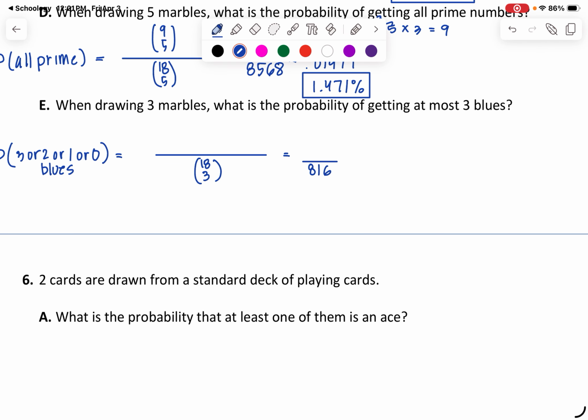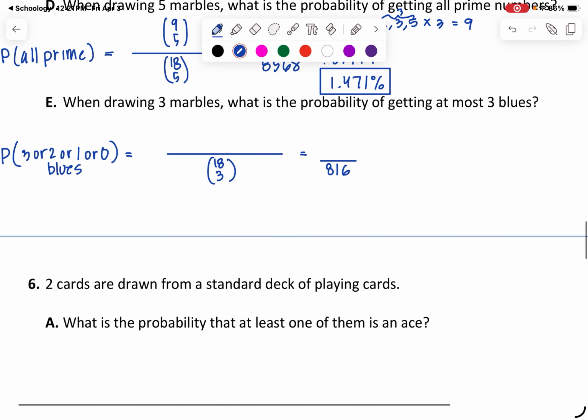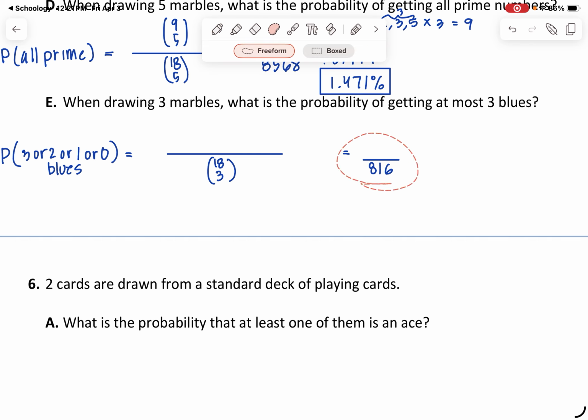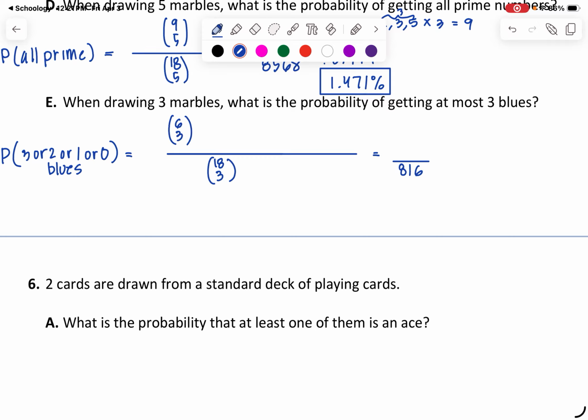So I want the ways you can get 3 blues. I don't think my numerator is big enough here, so I'm going to move this over and make this longer. Okay. All right, how many ways can you get all 3 blues? There's 6 blues, and you can choose 3 blues. Or let's talk about how many ways you can get 2 blues. From the 6, you can get 2 blues, but that means that from the other 12, you would get another color.